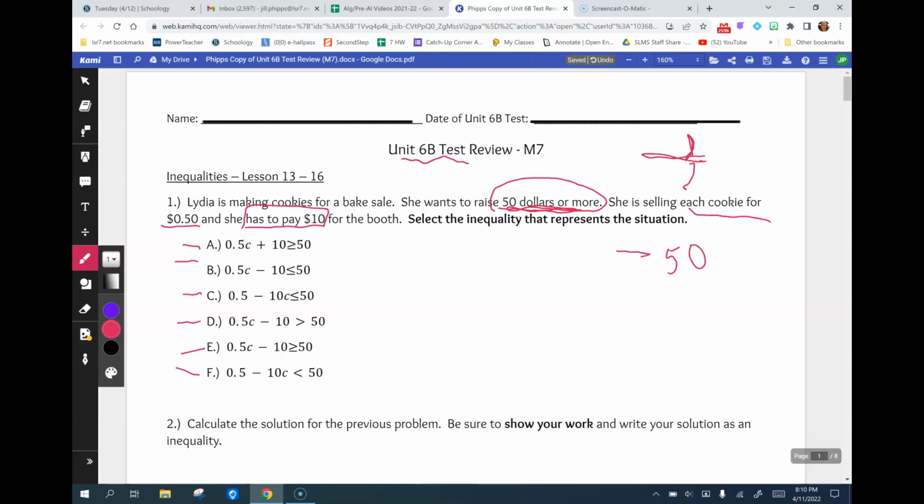And we know what we're working with has to be greater than or equal to, because it says $50 or more, so it can be either one. Then we have to look at what we are making money on, because $10 is what we're going to lose money on. That's what we have to pay out. So 50 cents for each cookie. We're going to have 50 cents times X. Oh wait, they said C. Not a problem. We can be either one, but we'll use C. Okay, and then we have to pay $10 for the booth, so we're going to subtract 10.